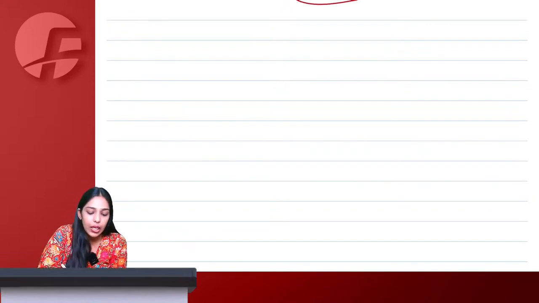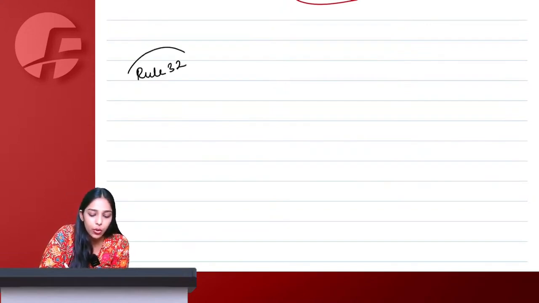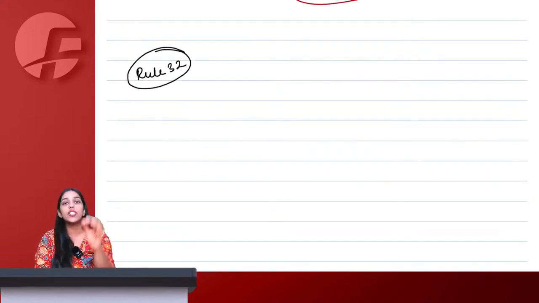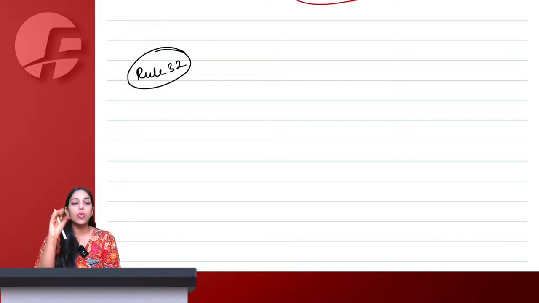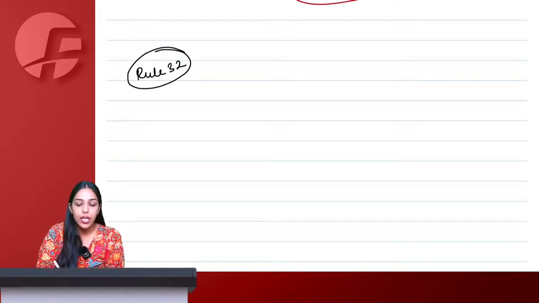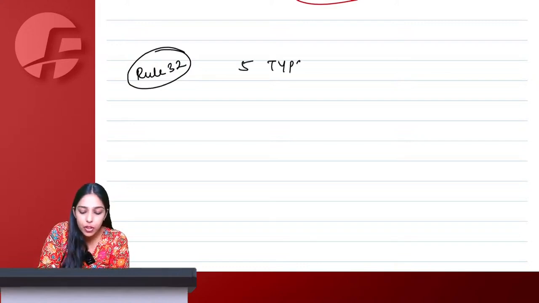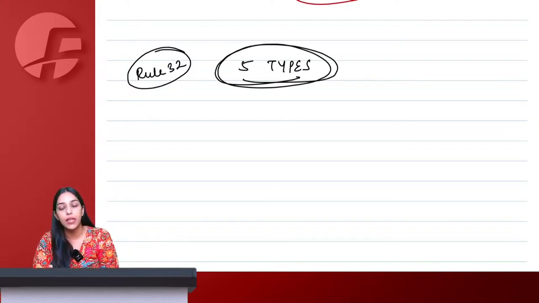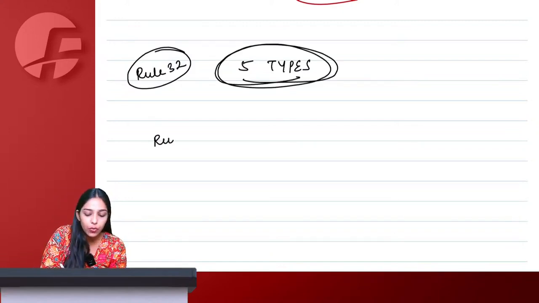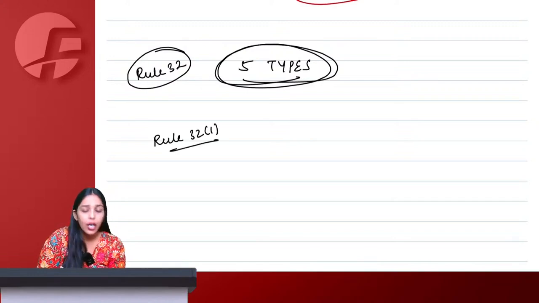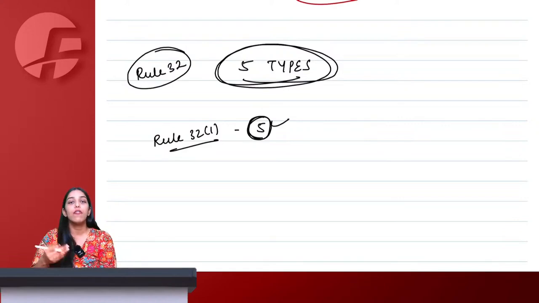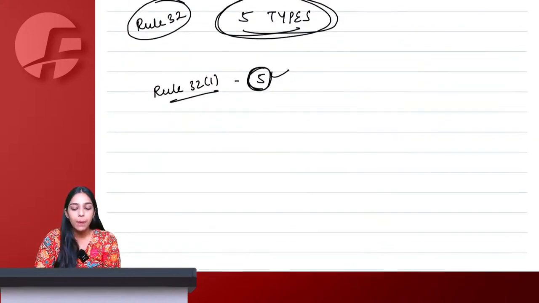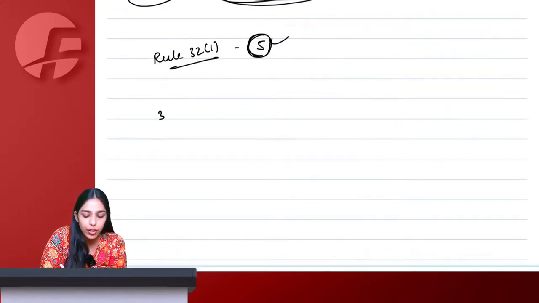Everything is clear. Then moving on to Rule 32, which talks about special valuation rules for certain kinds of supplies. There are total 5 types of transactions for which we have special optional valuation methods available. So Rule 32.1 says that there are these 5 types of transactions for which special rules are available. The rules then start from Rule 32.2.